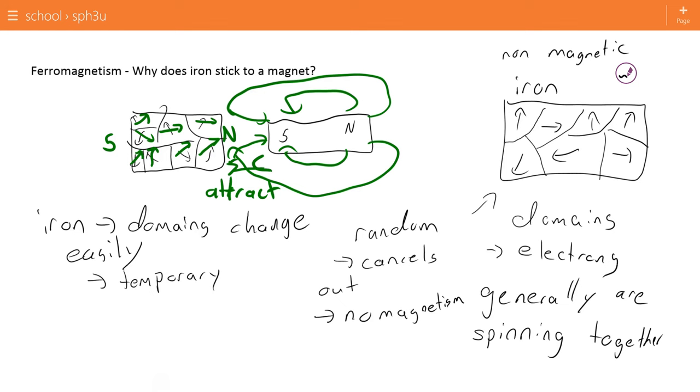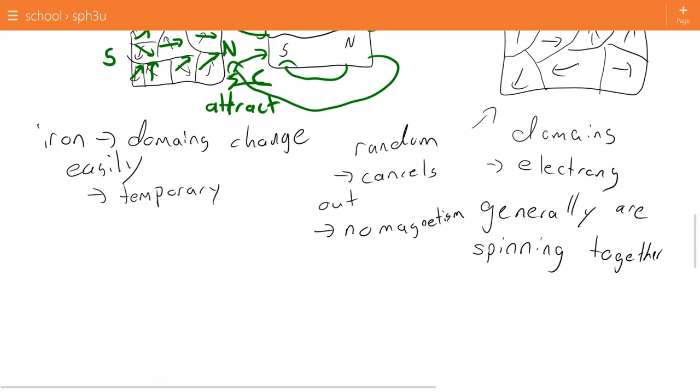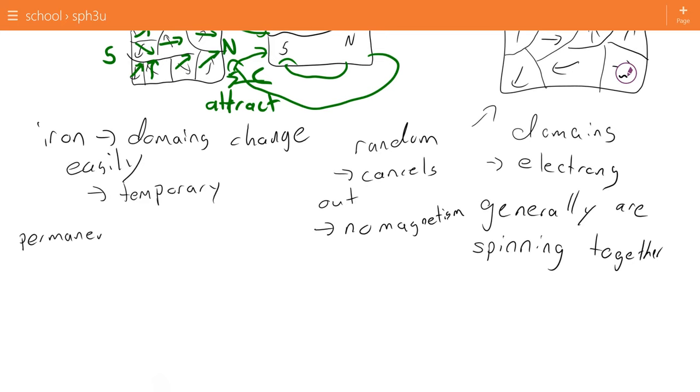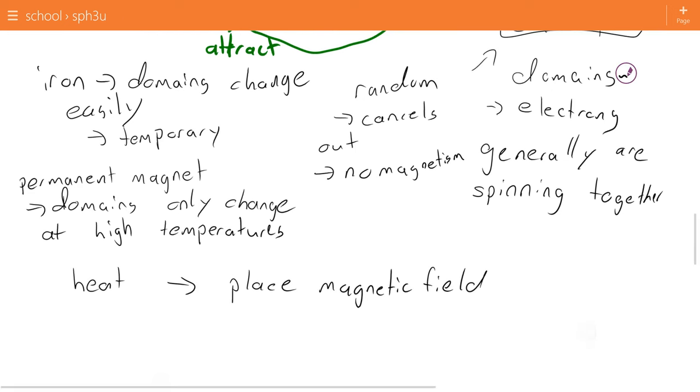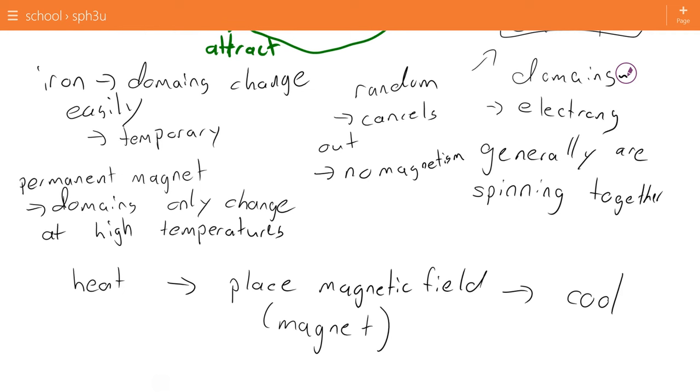But there exist an awful lot of materials that do have domains and are willing to rearrange the domains to have a magnetic attraction to a material, but they don't just change easily. If you have a permanent magnet, then what that means is the domains will only change, not always, but most often, at high temperatures. If they only change at high temperatures, what that means is then you can heat, place in a magnetic field, and that will result in the material becoming magnetized. And then cool, and the change becomes permanent.